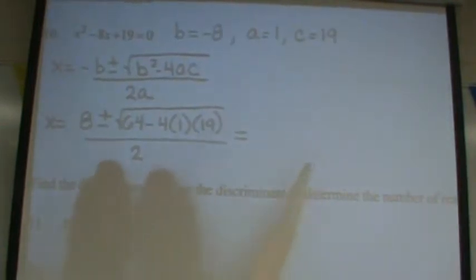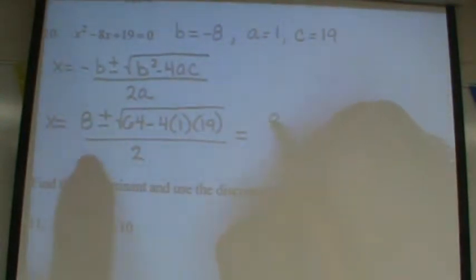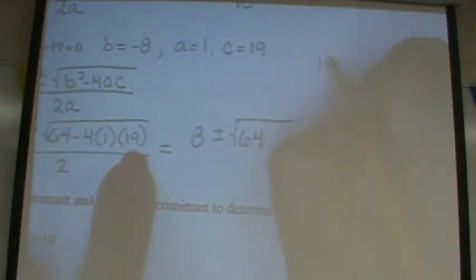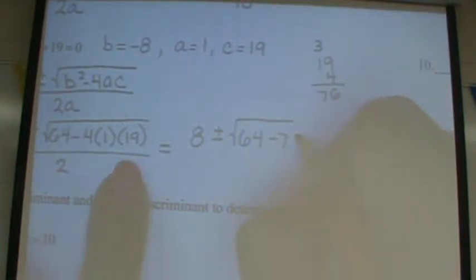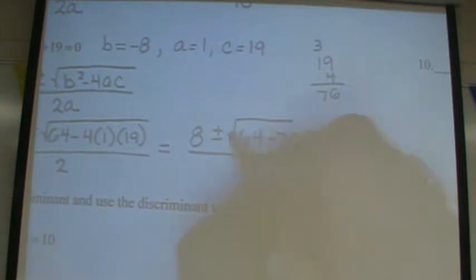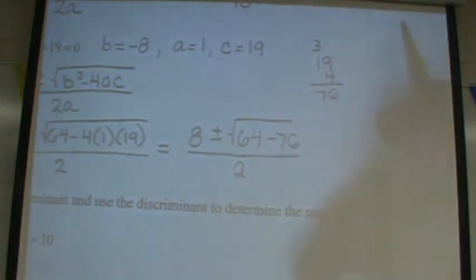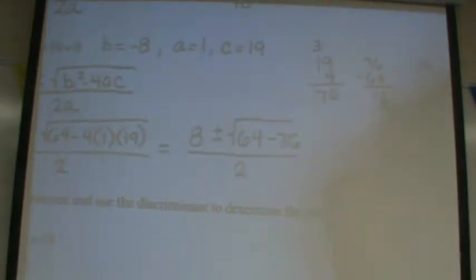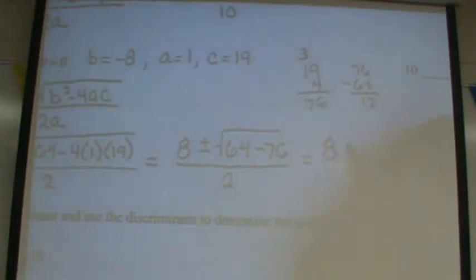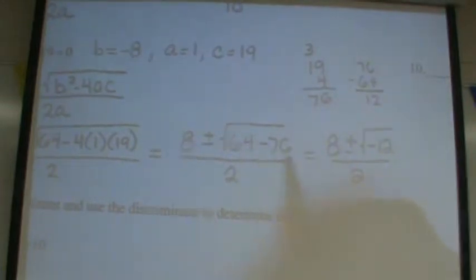Now for this one, I'm noticing that when you multiply this, something's going to happen. Let's see, 8 plus or minus 64. I don't have a calculator, but 19 times 4 is 76. So what's going to happen here is we're going to have a negative underneath the radical. So we have 76 minus 64, which is 12. So this is going to be 8 plus or minus negative 12 over 2. This is a negative 12.